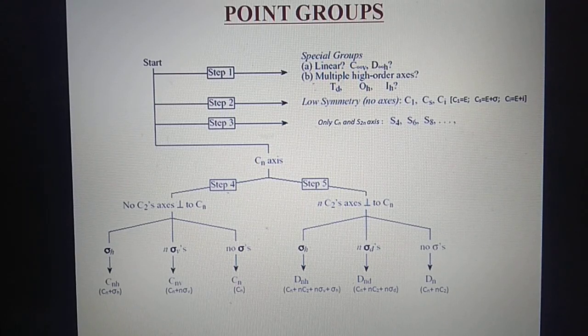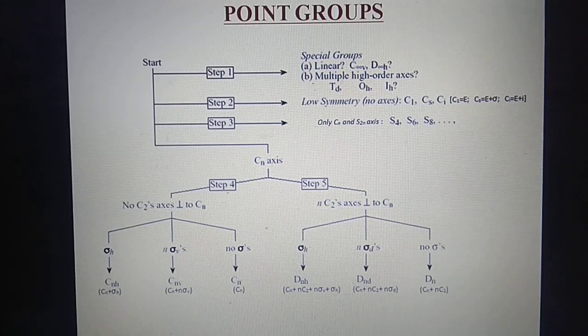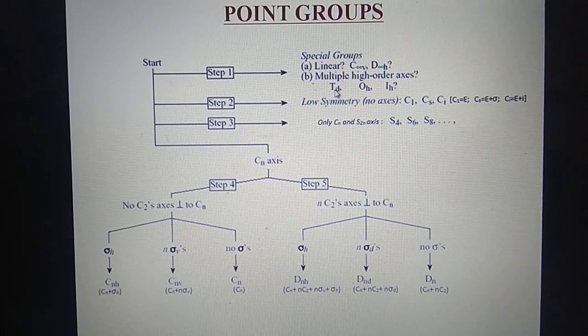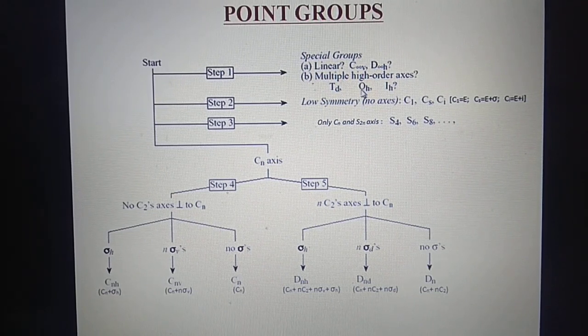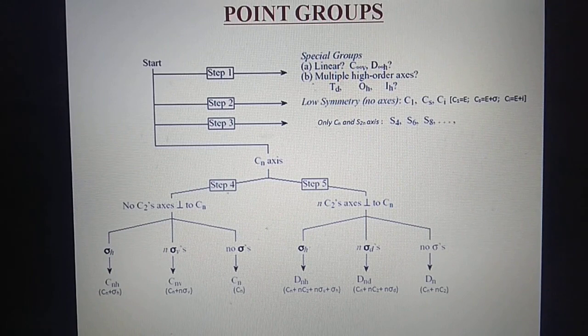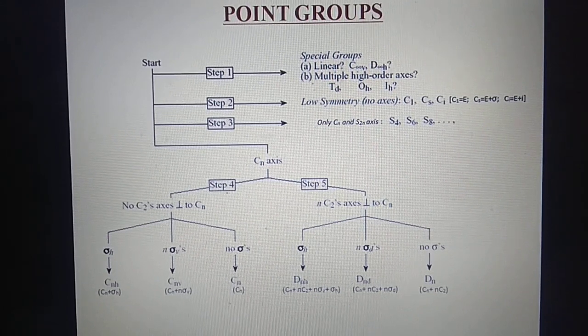Now, if the molecule is non-linear, then we will skip this step 1 part A. Then we will look whether the molecule belongs to some higher multiple order axis, and that may be tetrahedral, octahedral or icosahedral. Tetrahedral is denoted as Td, octahedral as Oh and icosahedral as Ih. These are just the geometries of the molecule, but there is one condition: all the atoms or groups of atoms which surround the central atom should be the same.